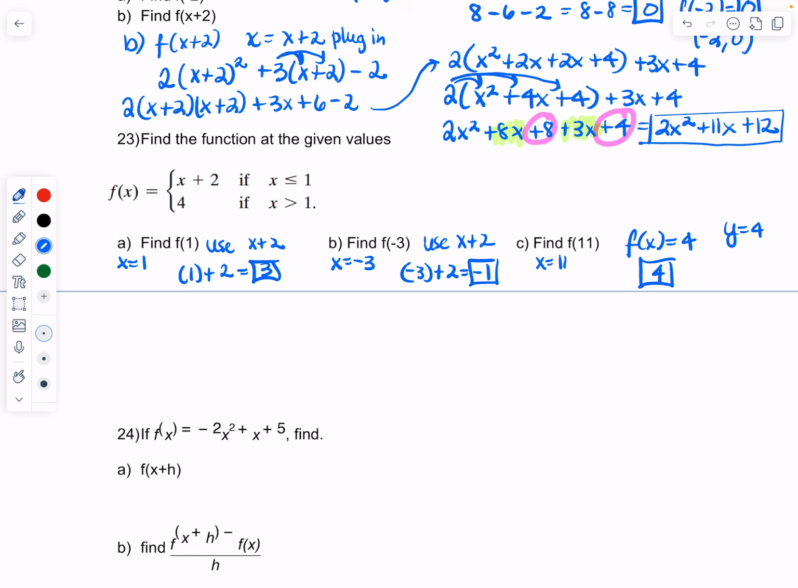That means it's a horizontal line from 1 getting greater than that, you know? So that's why it's 4, okay?